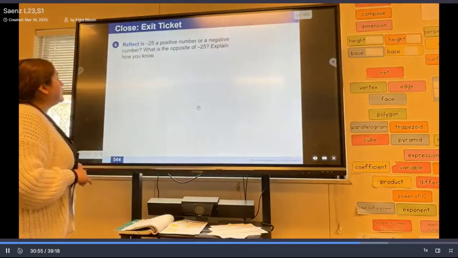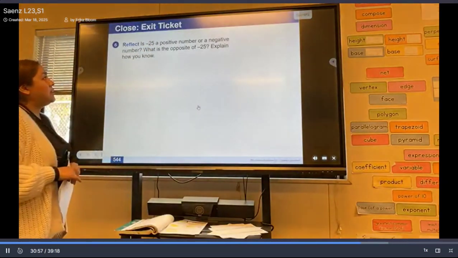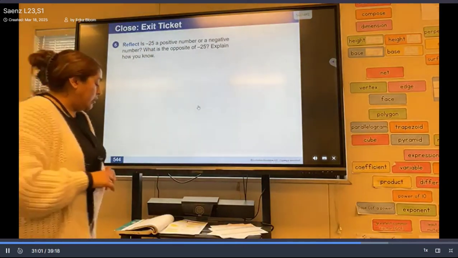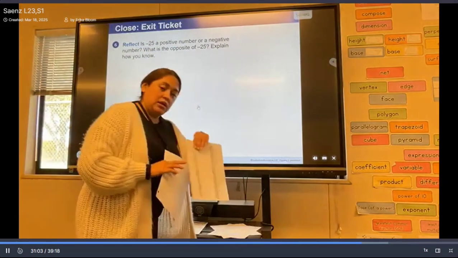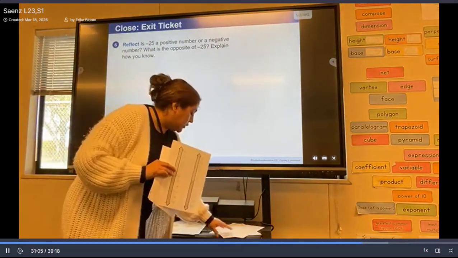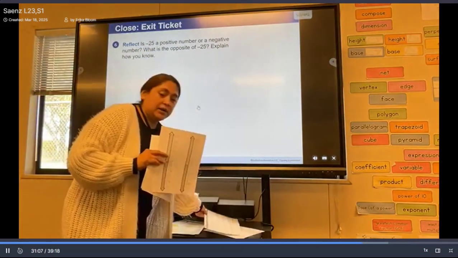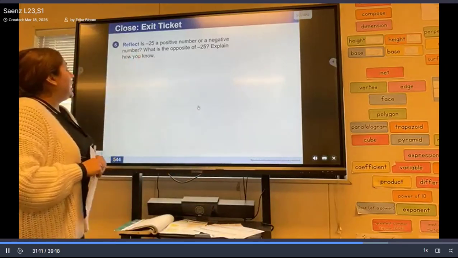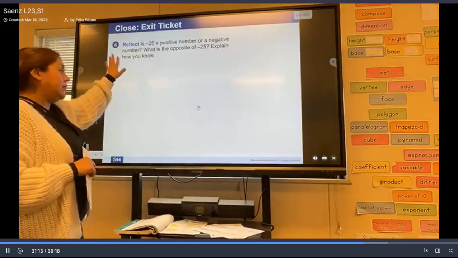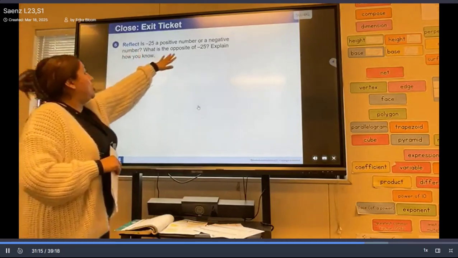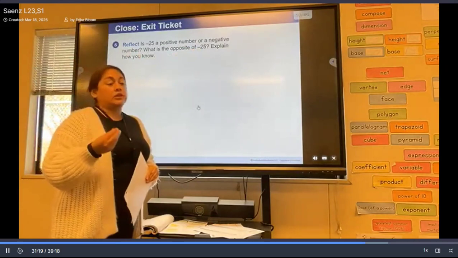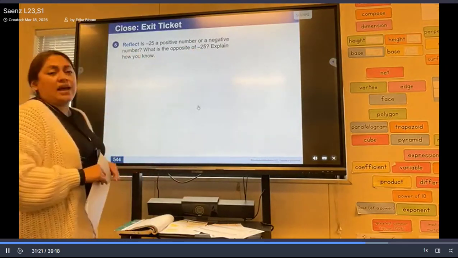So the exit question says, is negative 25 a positive or negative number? If you don't remember, use your resources and your workbook to help you answer that question. After you state if it's positive or negative, you're going to tell me the opposite of negative 25. What does it look like? And then explain how you know.